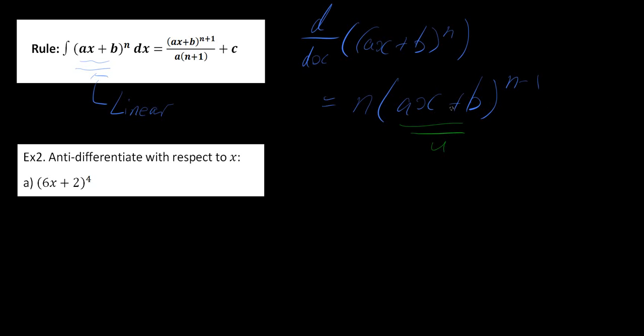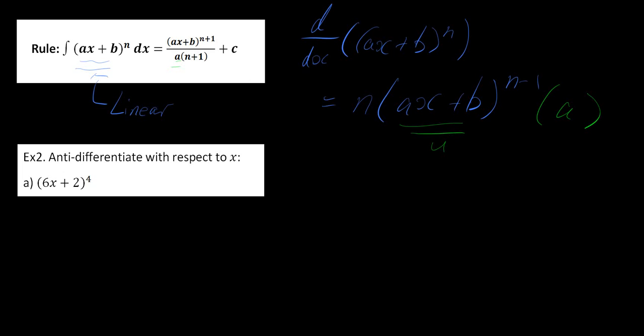Now, of course, if you make the substitution, you have to multiply by du dx. So you have to multiply by the derivative of what's inside your substitution, which is just a in this case. The b turns into 0. And what's happening in our rule over here is that instead of multiplying by what's inside the bracket, we're dividing by what's inside the bracket. So this is where this a here comes from at the bottom. Dividing by the derivative of what's inside the bracket.